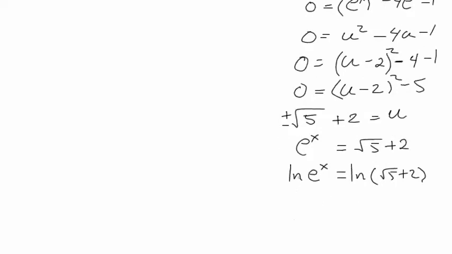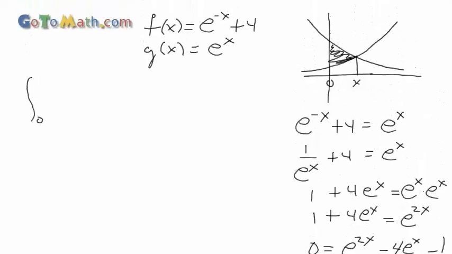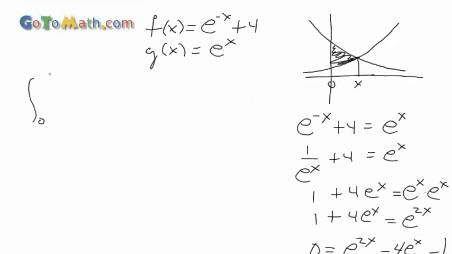And of course, this is the power rule part, not of taking derivatives, but it's one of the laws of natural logs. You take that x, bring it out front. Natural log of e is 1, so we're left with x is equal to the natural log of the square root of 5 plus 2. So finally we got x, the natural log of the square root of 5 plus 2. Remember that. Okay, so finally we found our upper limit.